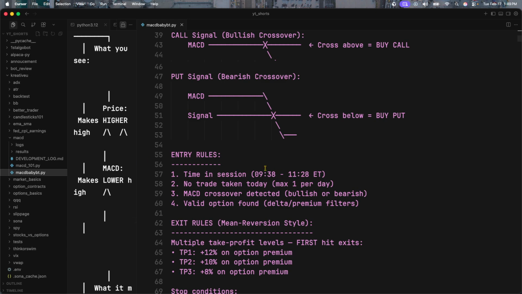So these are our entry rules. We're only going to be entering between 9:38 and 11:28. Only one trade per day. A MACD crossover is detected, either bullish or bearish. And then we're going to find a valid option for delta and premium.